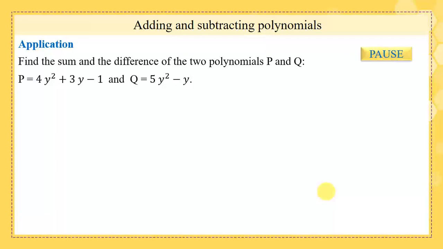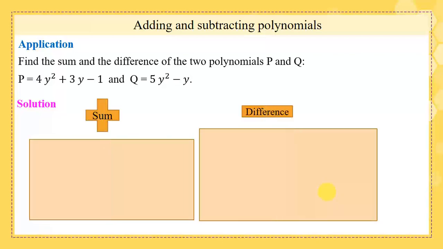Please pause the video and do it by yourself on a draft paper. After you finish, please check the solution. For the sum, p plus q equal 4y squared plus 3y minus 1 plus 5y squared minus y, as we said before, written inside parentheses. Step 2, we just remove the parentheses since we have a positive sign.